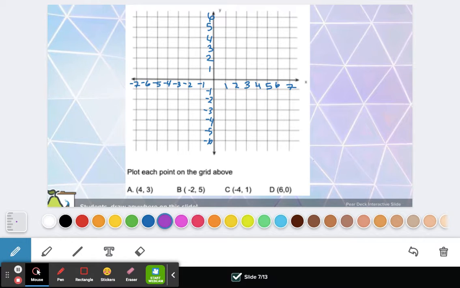Okay, so we're gonna go on to the examples in the back. So I'm just gonna call this example 4, okay? So it says plot each point on the grid above. So before I do that, they gave me a bunch of points, right? They're telling me this is point A, and this is their location, point B, their location, point C, their location, and point D, their location.